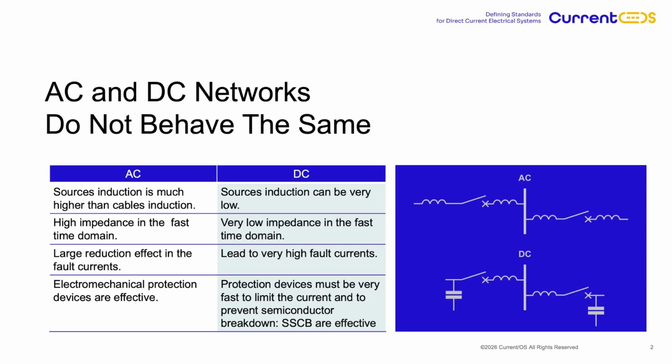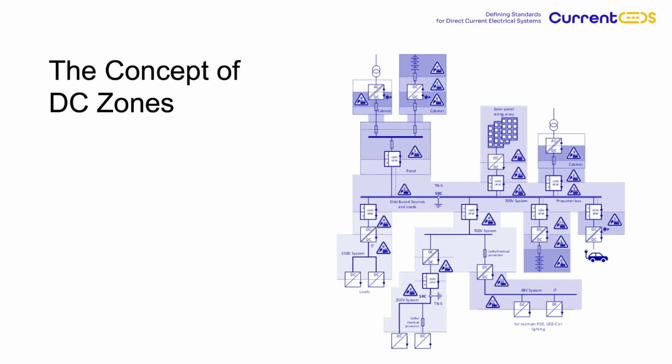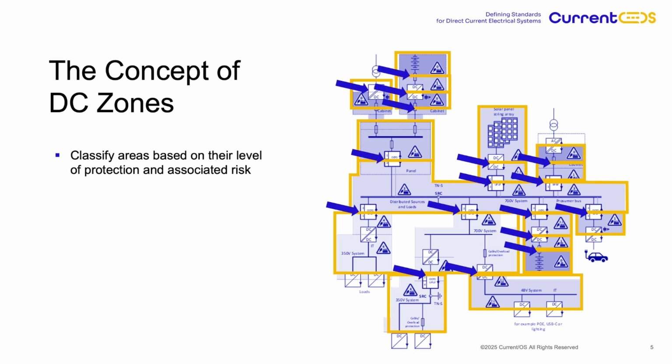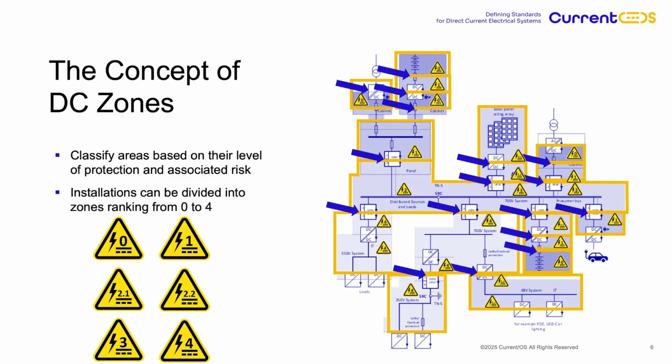Current OS addresses this challenge by categorizing circuits using the concept of zones. Zoning reduces complexity while ensuring effective protection for DC microgrids. What is the concept of zones? It is a method for mapping out an electrical schematic to classify areas based on their level of protection and associated risk. Installations can be divided into zones, ranking from 0 to 4.